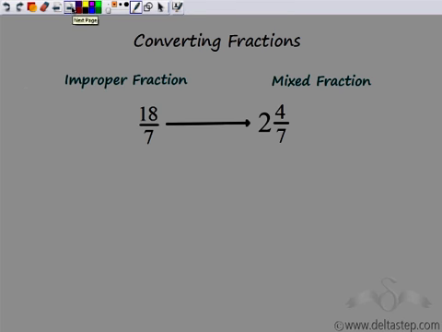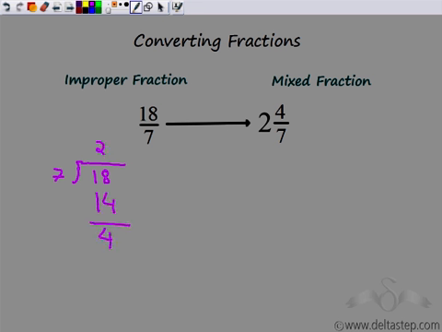So if I divide 18 by 7, 7 2s are 14. That leaves a remainder 4. Now look at this number here. You can see that the divisor 7 is still the same. What does this 2 represent? This 2 is the quotient. And what about this 4? 4 is actually the remainder here.